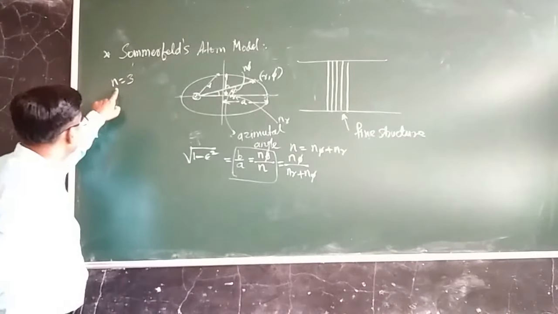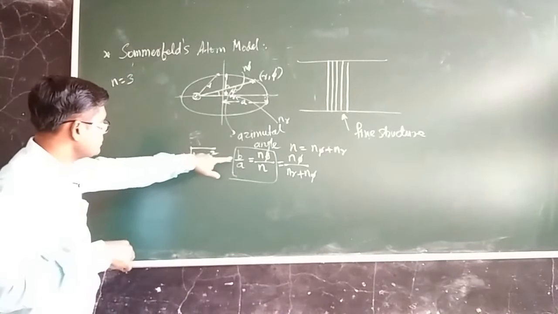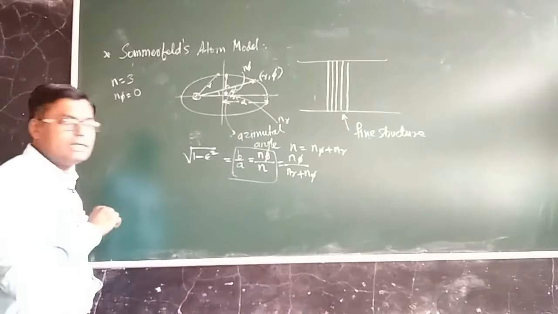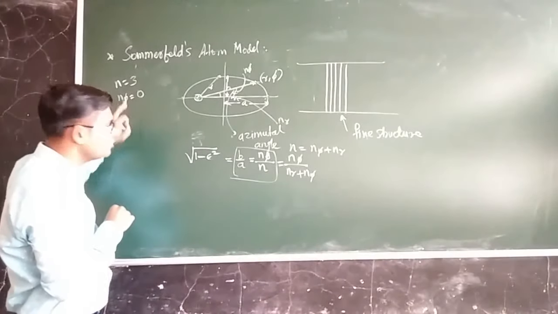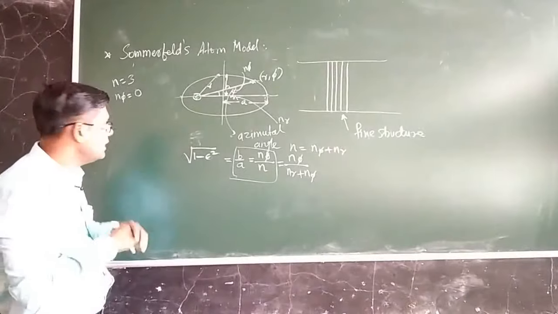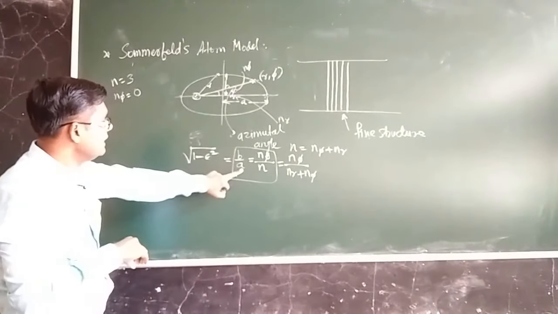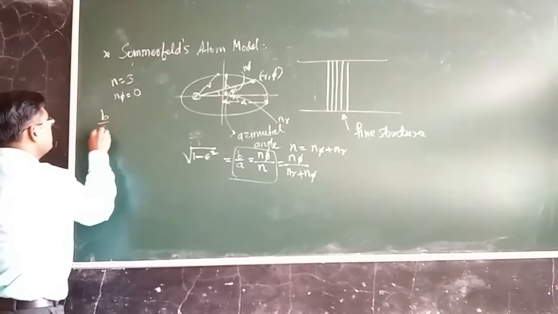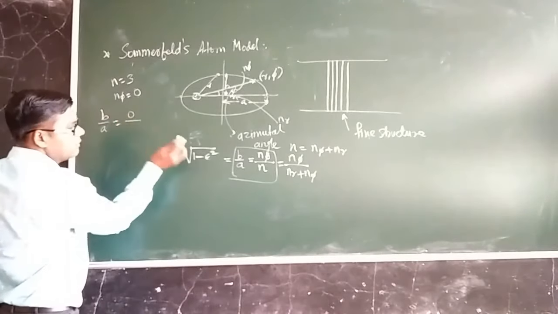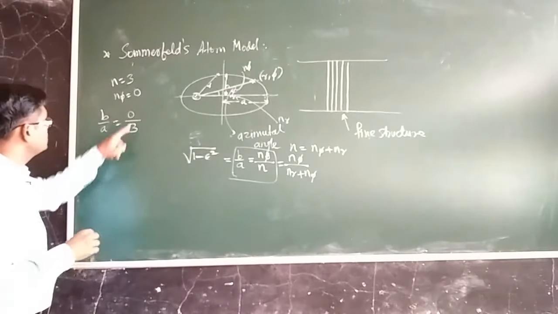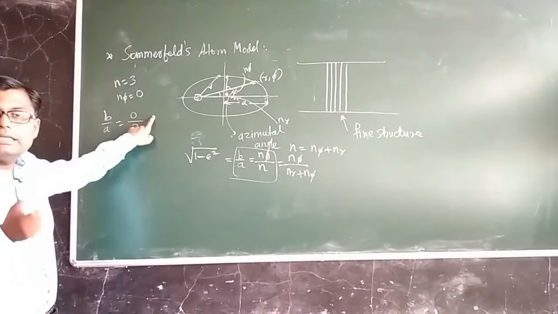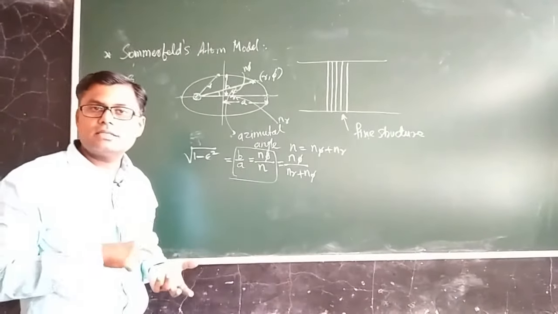So for n equal to 3, let us assume n phi is equal to 0. Let us check whether the value 0 is permissible for n phi, because depending on the value of n there will be different values of n phi and nr. So this identity gives b by a equal to n phi, which we assumed 0, divided by n, which is 3. So 0 by 3 is again 0. It means that b will be equal to 0, but in an ellipse the length of the semi-minor axis cannot be equal to 0.